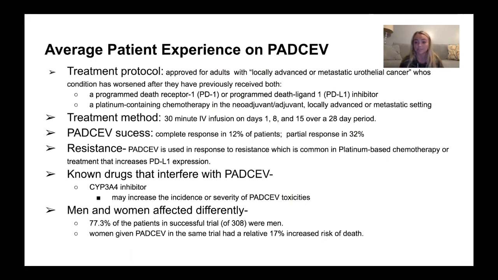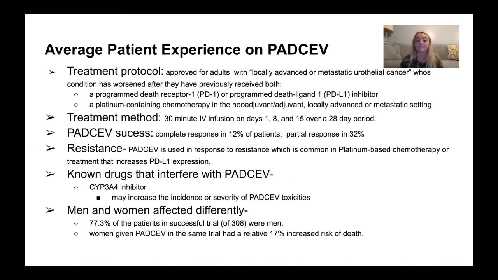As far as experience on Padcev, the treatment is for adults with locally advanced or metastatic urothelial cancer whose condition has worsened after they've gone through the treatments of a programmed death receptor or programmed death ligand inhibitor, and also a platinum-containing chemotherapy. If these two have gone through and somehow the cancer has worsened, that's when you are eligible to do Padcev, which is a 30-minute IV infusion on 3 days out of a 28-day period. And then this period is continued and redone until hopefully it gets better. And as far as success in a recent study, there was complete response in 12% of patients and a partial in 32%.